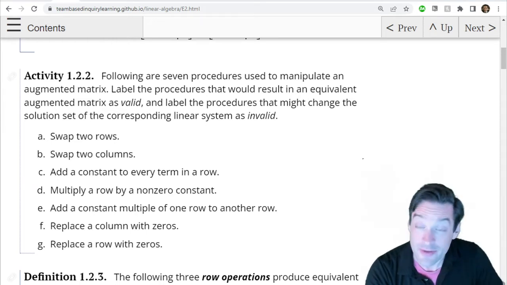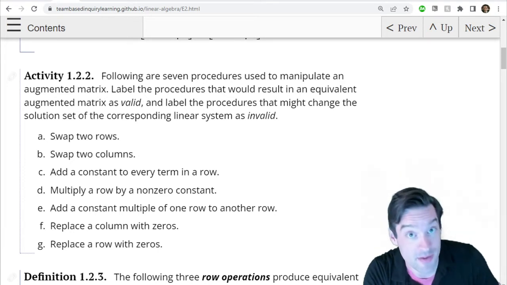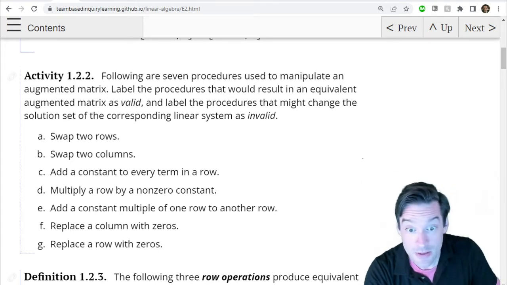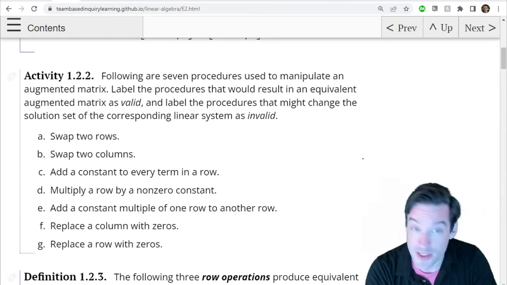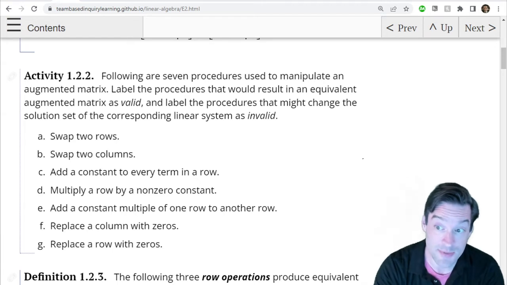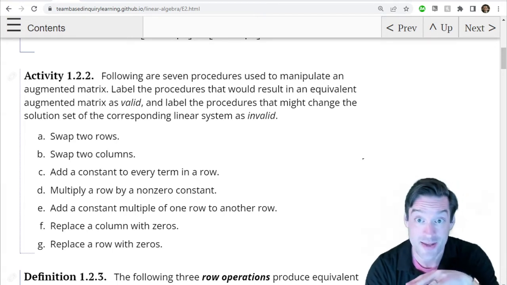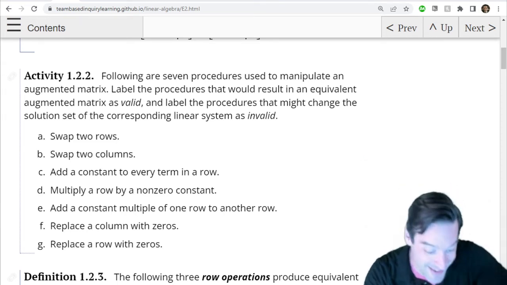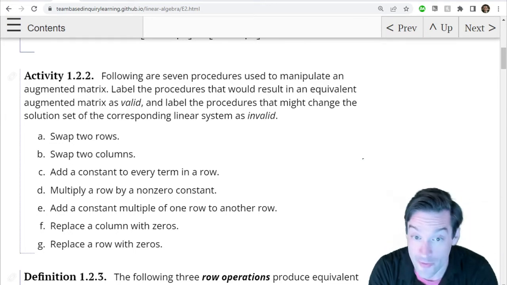Of these 7 things that you might consider doing with an augmented matrix to try and make it simpler, to try and discover what its solution set is, some of these are valid things to do because they produce an equivalent augmented matrix which has the same solution set as it had before. Some of them are not. Some of these are things that you should never think about doing again, as far as our semester is concerned, unless you are interested in destroying the solution set potentially to the thing that you're trying to solve.